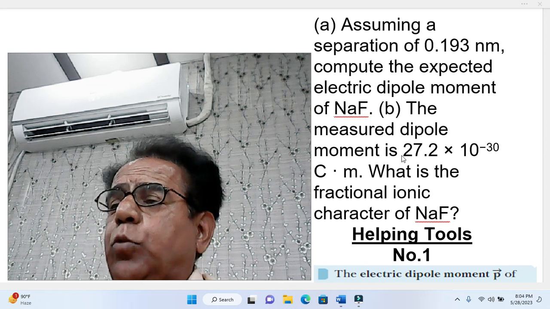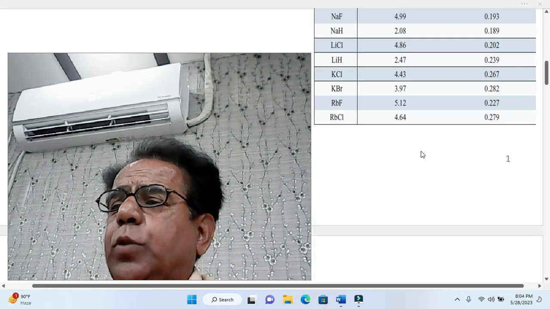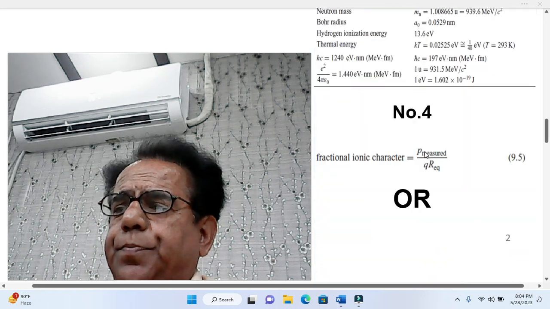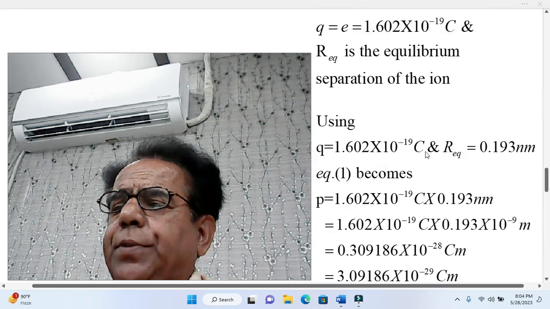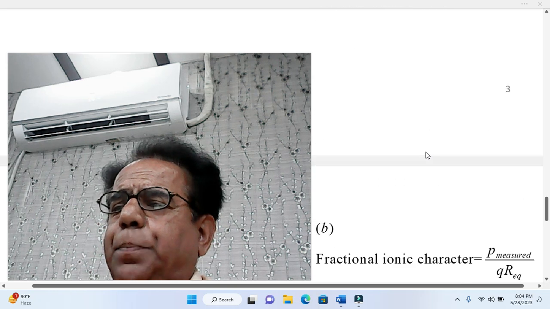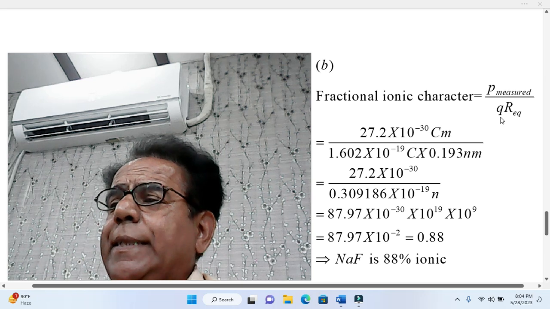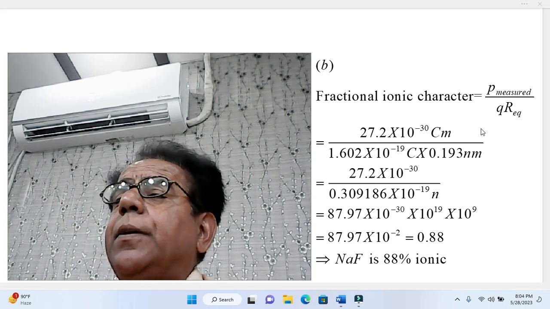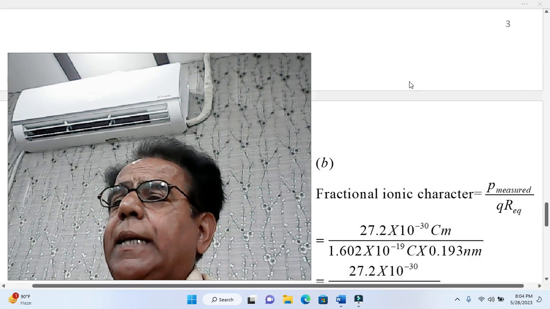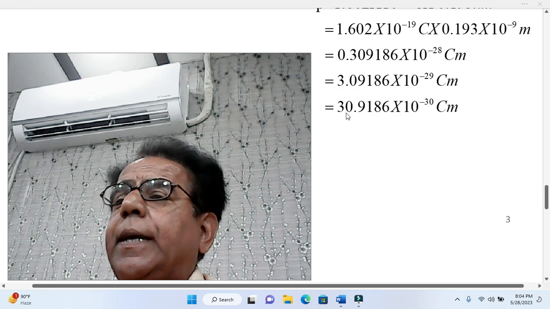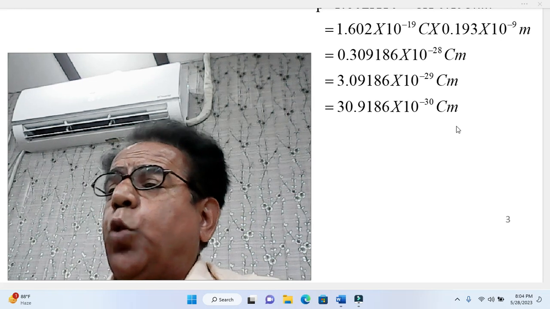Okay, so this value which is given in the statement has been used here. This is the solution of part A, which was completed, and now we have started part B. This value is given in the statement, and this value is the one we calculated a little earlier: 30.9186 into 10 to the power minus 30 coulomb meter.